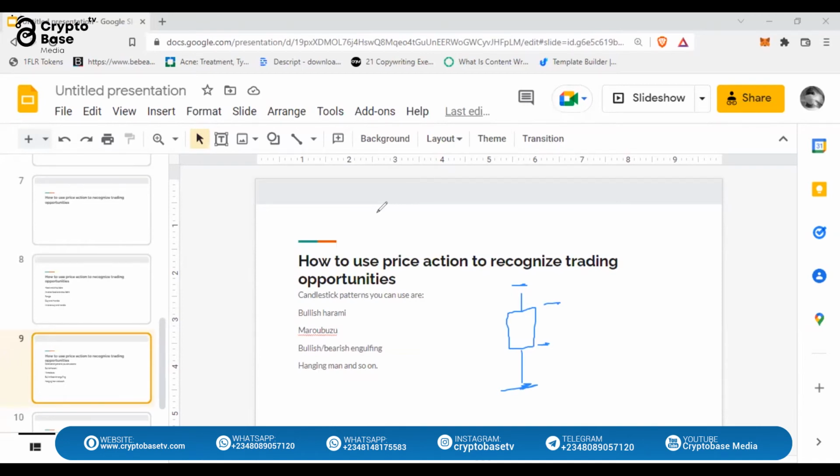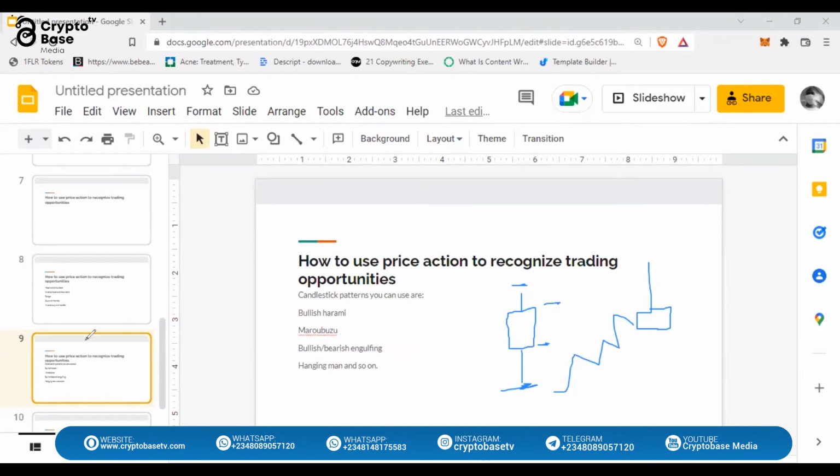Now, when you see something like a hanging man, or is it a spinning top? Let me try and demonstrate. Yes, something like this. Yes, this is a hanging man. When you see something like this in an uptrend, you're having an uptrend this way, and then you see a hanging man right here on the top, it can tell you that the trend is about to reverse, and that is price action, guys. Price action is definitely studying the charts.